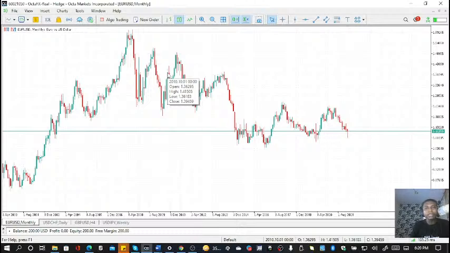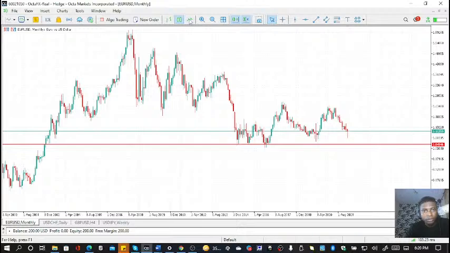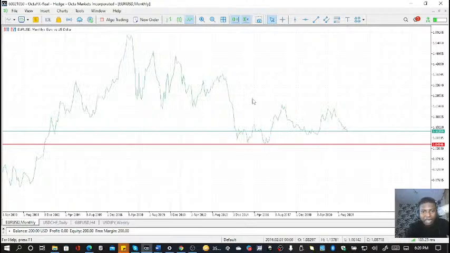So what do we do from here? The first thing is you want to map out significant regions. Now, let's check it out. Let's map out significant regions. So this is the monthly time frame. Then we come here. Let's change to line chart so that we can identify those regions clearly.